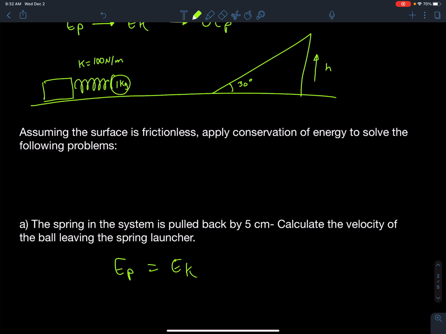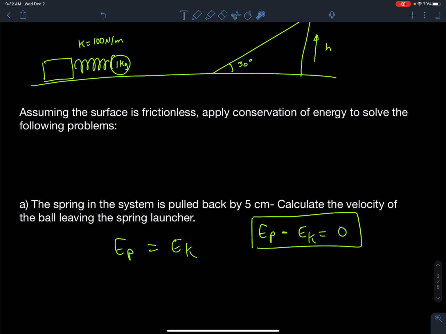Another way of saying the conservation of energy is my elastic potential energy minus the kinetic energy is going to be equal to 0, okay, because all the energy is conserved. All right, so when I put it like this, I can substitute the formulas. Elastic potential energy is 1/2 kx squared. My kinetic energy is 1/2 mv squared.